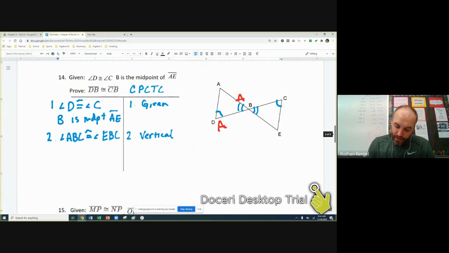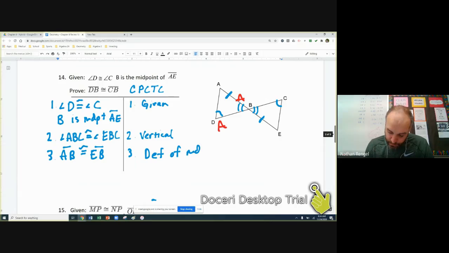And looking back at my given, there's another thing I can use for my given. B is the midpoint of AE. So AE is this segment, so I can mark number 3 is AB is congruent to EB, and that's because of definition of midpoint. So there would be my reasoning. Now if I look, I've got an angle and an angle, and now a side between the two. So I can now prove the triangles are congruent, which is what I'll do before I get to CPCTC.